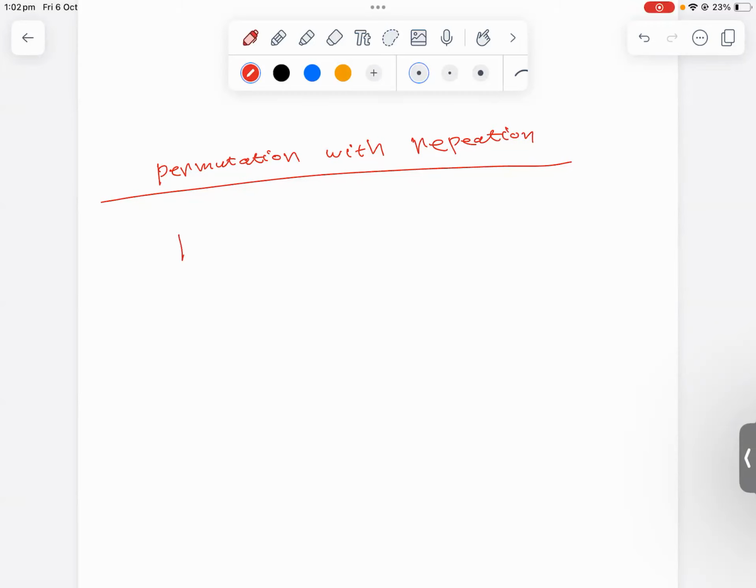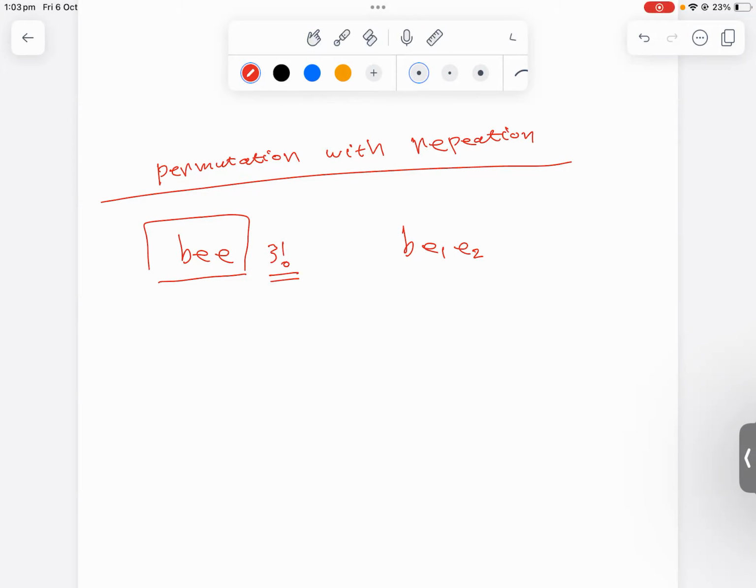I want to see how many permutations you can get from this word. So let's give an index to the first E and the second E. We want to see how many permutations there are here, and definitely, if the first, second and third letters were all different, I could say 3 factorial is the answer, but we see repetition here, so definitely we will have less than this number.